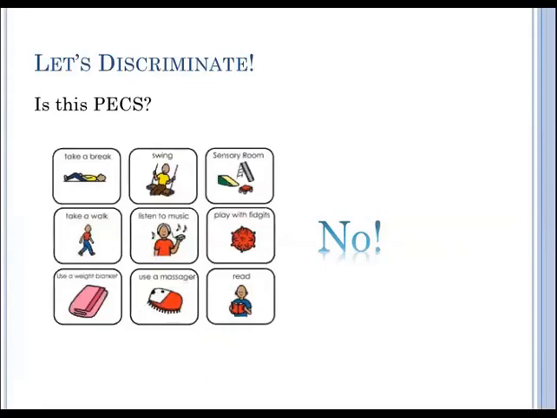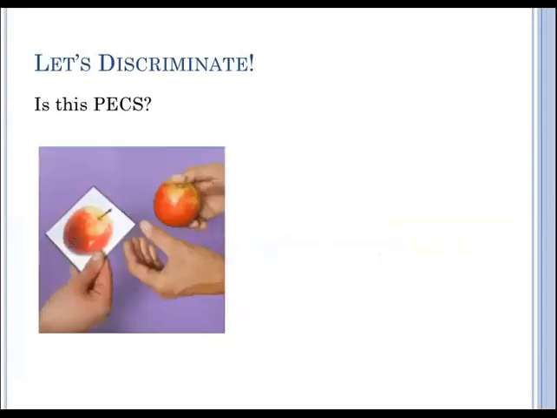Last one, so hands down, and here we go. In this case, we have a child exchanging a photograph of an apple to get an apple. Is this an example of PECS? Give you a few more seconds to respond. And yes, indeed. Good job, you guys. This is an example of PECS. PECS can be done with photographs. It can be done with black and white line drawings. It can be done with object cues. So the type of representation doesn't matter. PECS is all about the exchange.